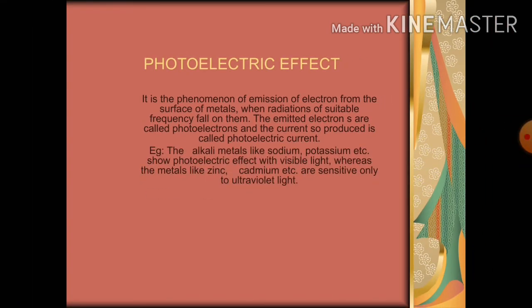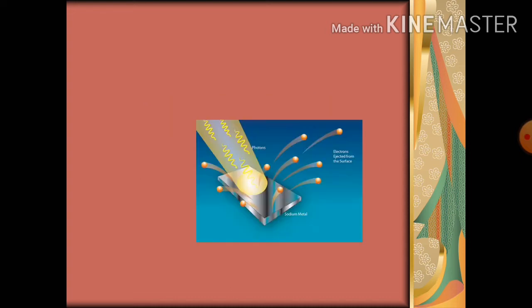Now, examples: the alkali metals like sodium, potassium, etc. show photoelectric effect with visible light, whereas metals like zinc, cadmium, etc. are sensitive only to ultraviolet light.